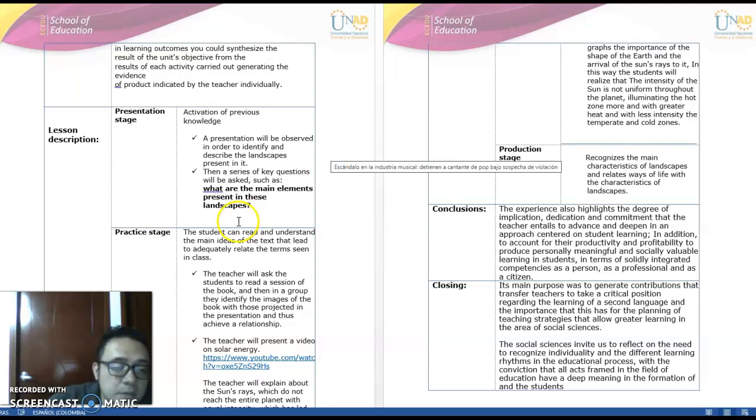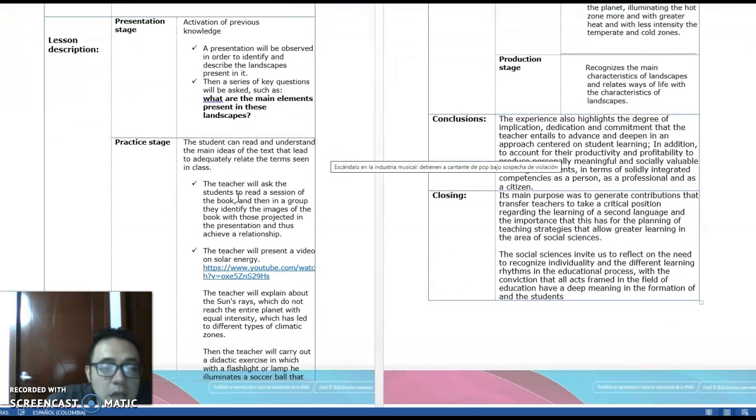the landscape. In the practice stage, the student can read and understand the main idea of the text that leads to adequately relating the themes in class. Also, the teacher will ask the students to read a lesson of the book and then, in a group, identify the images of the book with those projected in the presentation and analyze a relationship.